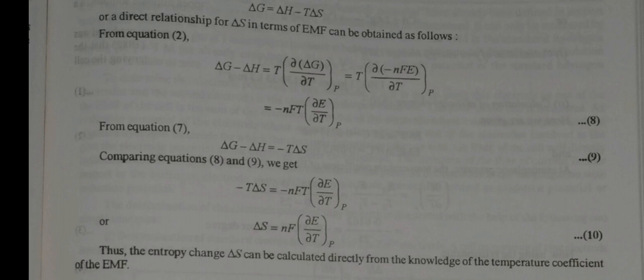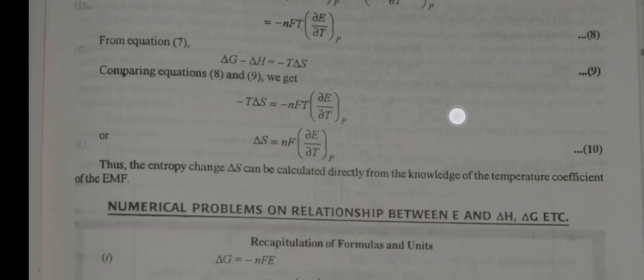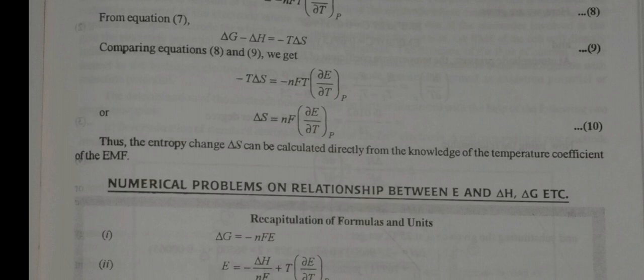From equation 7, ΔG − ΔH is equal to −TΔS, which is equation number 9. Comparing equations 8 and 9, we get −TΔS is equal to −nFT (∂E/∂T) at constant P, or ΔS is equal to nF (∂E/∂T) at constant P, which is equation number 10. Thus, the entropy change ΔS can be calculated directly from the knowledge of the temperature coefficient of the EMF.